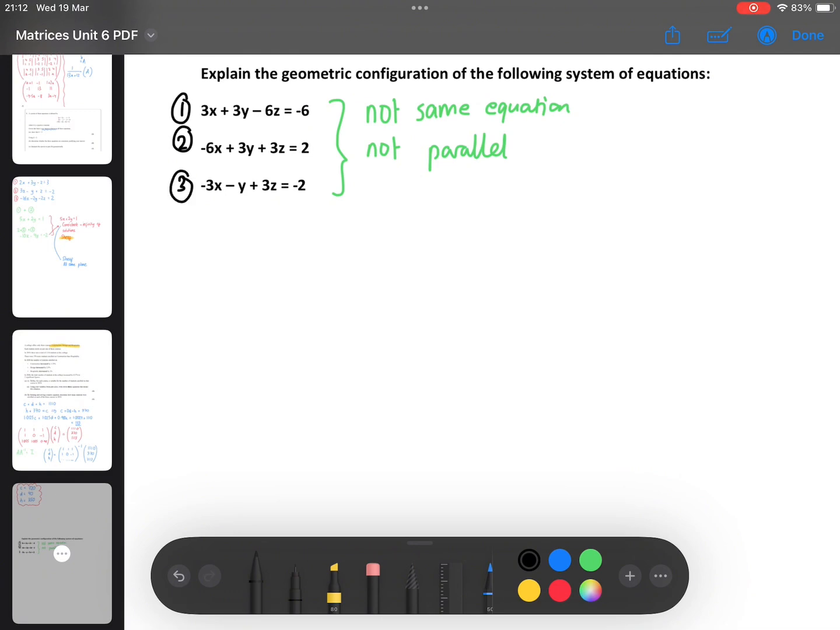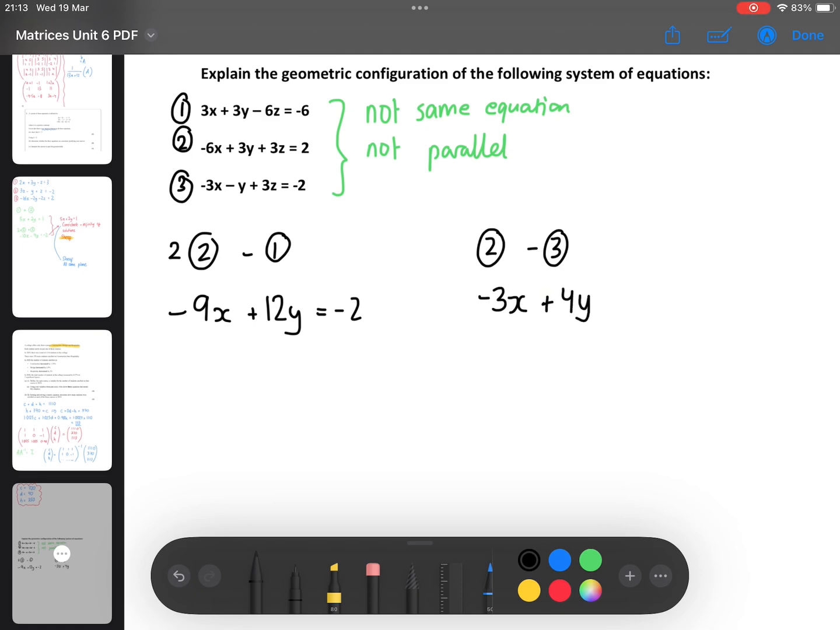Using the same method as earlier, I'm going to eliminate z from each of those. So we'll have two lots of equation 2 minus one lot of equation 1. If you do that, you'll get minus 9x plus 12y equals minus 2. And then to eliminate z from equations 2 and 3, we can just do 2 minus 3, and that gives us minus 3x plus 4y equals 4.